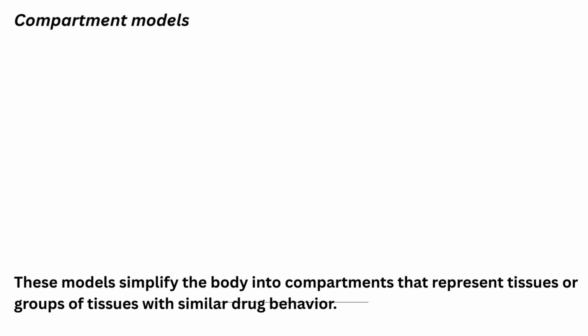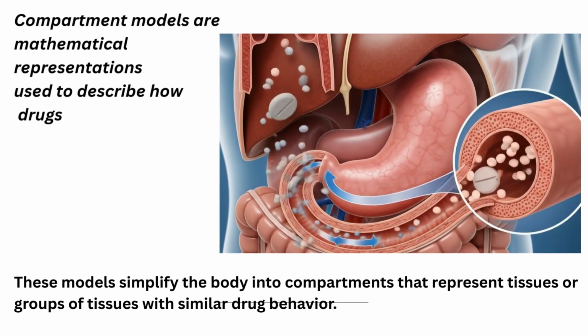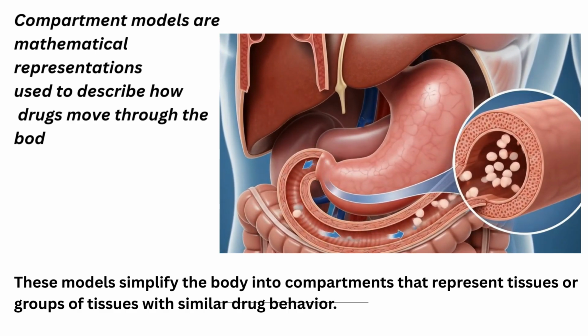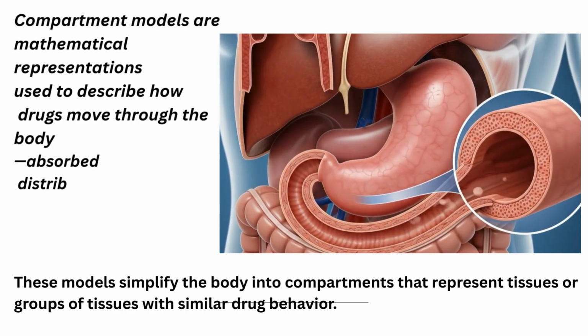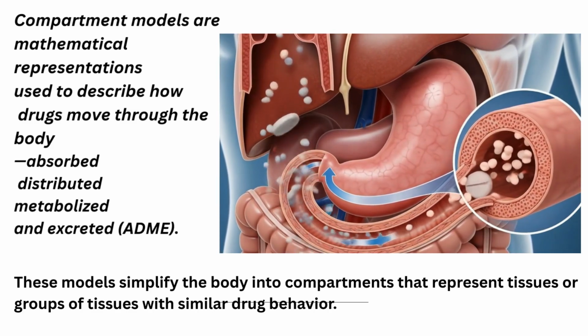Compartment models are mathematical representations which are used to describe how a drug moves through the body. That is, where the drug is going to be absorbed, where the drug is going to be distributed, where the drug is going to be metabolized, and where the drug is going to be excreted.